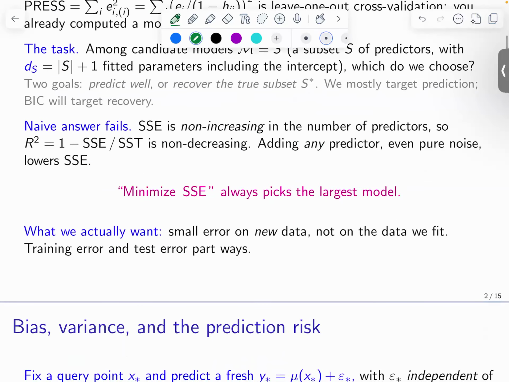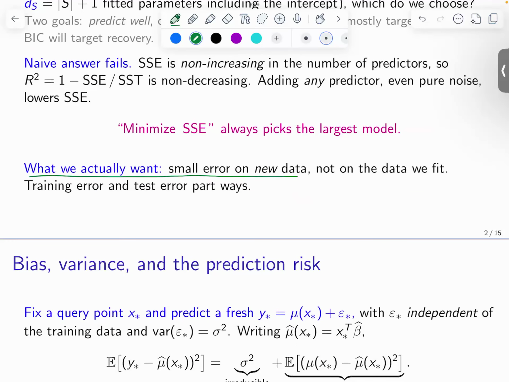So what we really want is a small error on new data that we haven't seen. If I manage to get the prediction error on new data and drive that to 0, that would be really ideal: any future data point I can predict 100%. So that's what we want to do. You'll see that the training error and the prediction error, or test error, always part ways at some point when you try to add predictors.